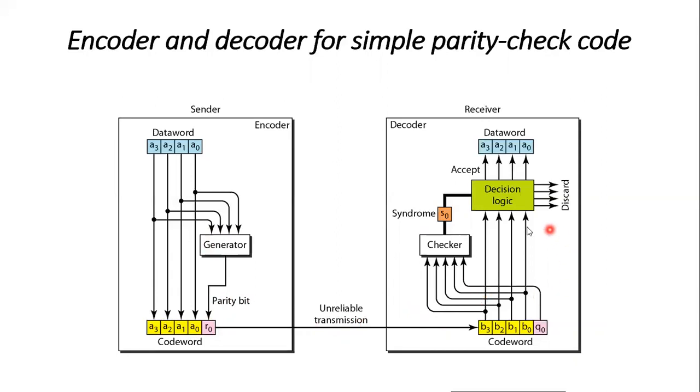Then at the receiver part, the code word is received. Then again this code word is applied to the checker. Here generator, here checker. Then the syndrome: if it is accepted, then the data word is received by the receiver and the syndrome is discarded. Only the data bits are received. So this is the receiver part.